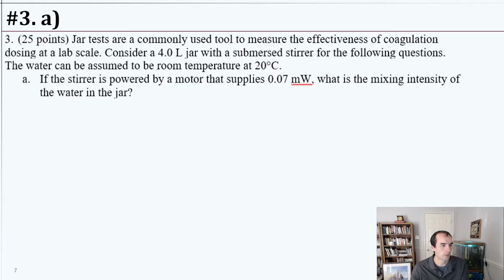So the next problem here is problem 3. This says jar tests are a commonly used tool to measure the effectiveness of coagulation dosing at a lab scale. Consider a 4-liter jar with a submerged stirrer for the following questions. So essentially we have a jar and a stirrer that is mixing.